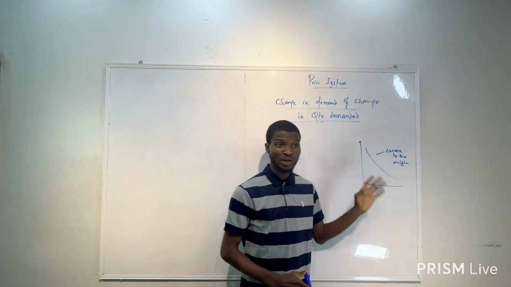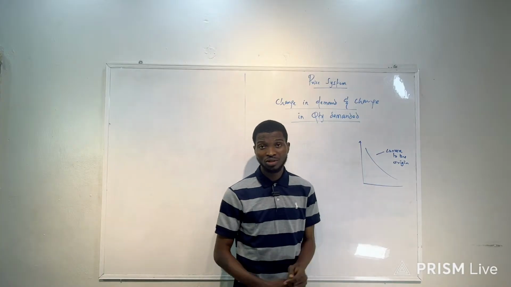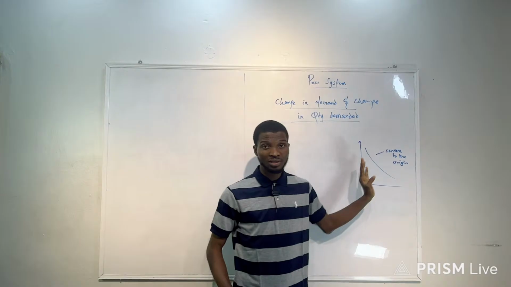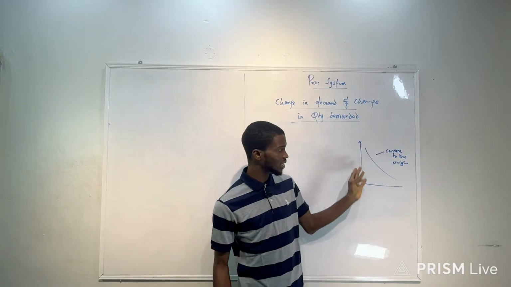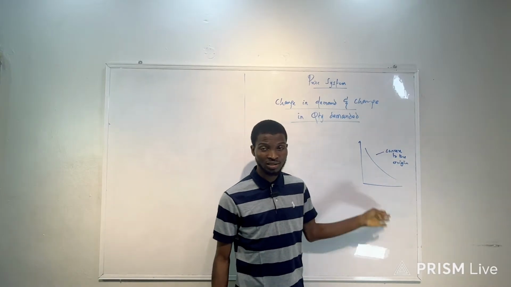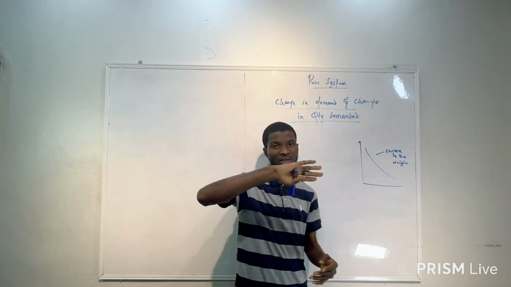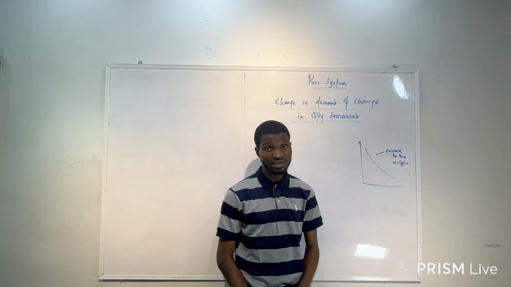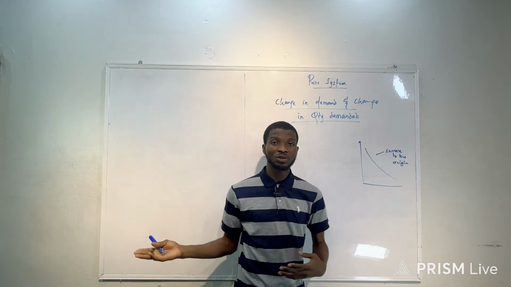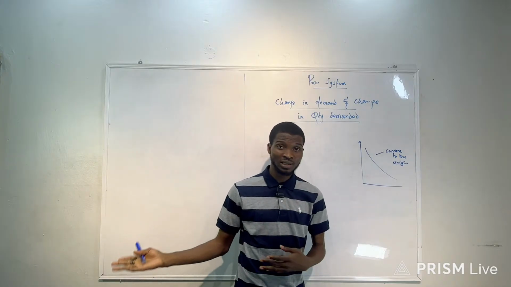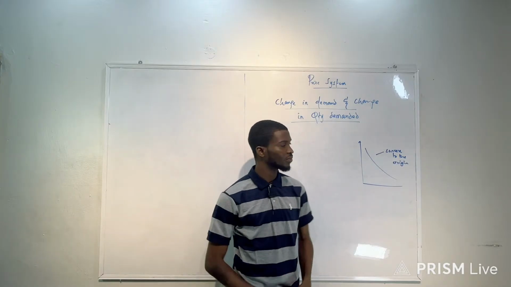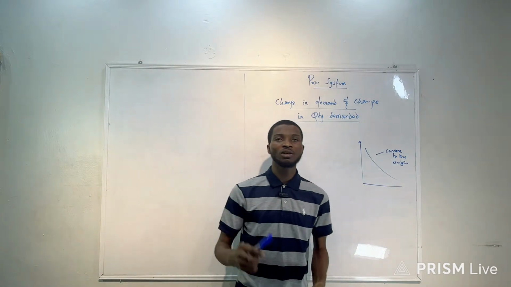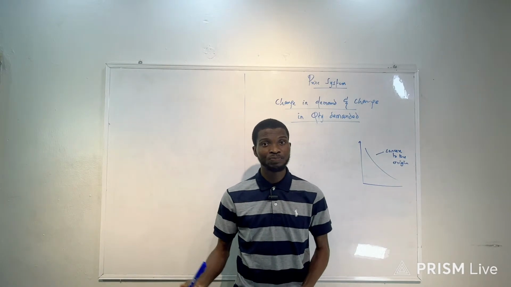Convex to the origin. We are going to talk more about this when we get to the theory of consumer behavior. For now, I just want to tell you that this shape means convex to the origin, and when the shape is the other way, we say it is concave. When we do topics like the production possibility curve, you start seeing things like that. But for now, we're talking about demand, right? So the demand curve slopes downward from left to right.